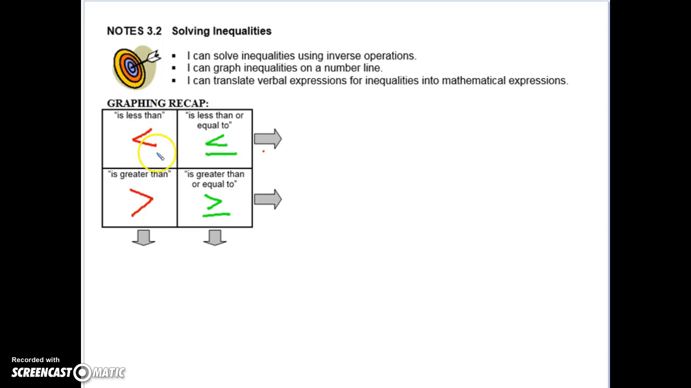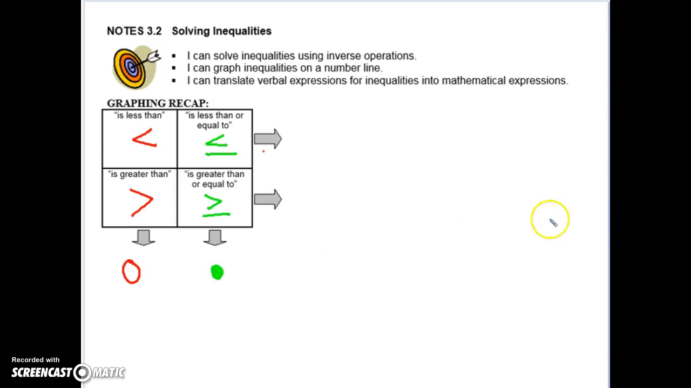If it's just less than or greater than, think about what type of circle we have. That should be an open circle because it's not equal to them. And then if I have less than or equal to, or greater than or equal to, that's where I'm going to have my closed circle.